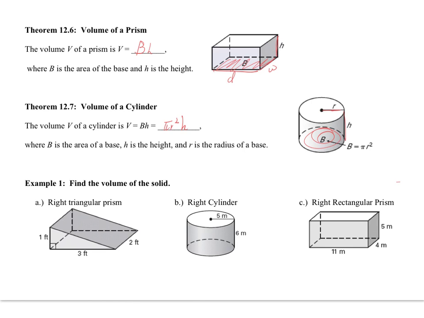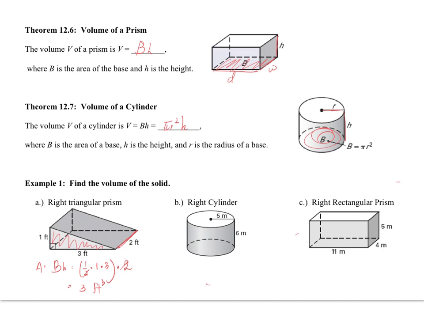Example 1, find the volume of the solid. For a right triangular prism, I could take the area of the base, which would be half times base times height, and then multiply by the height of the prism, which is 2. I'm going to simplify this, so this would be 3 cubic feet.